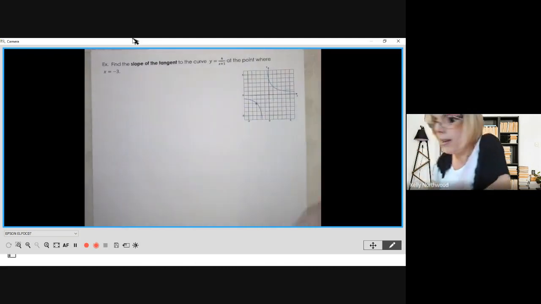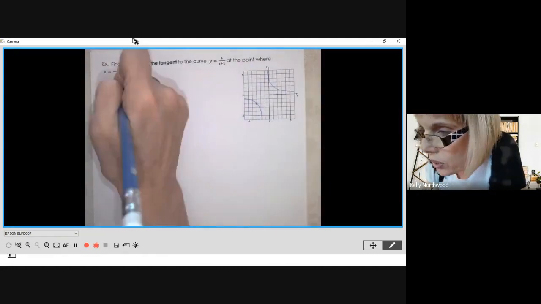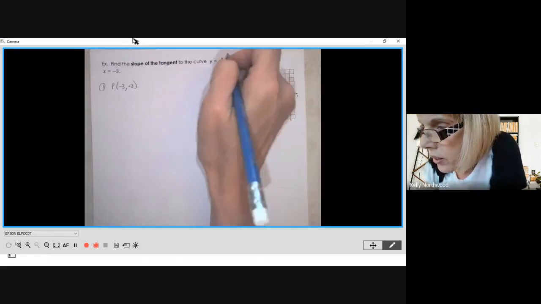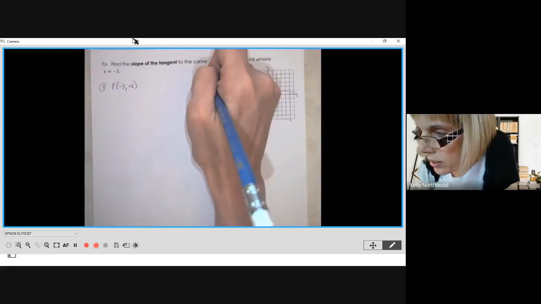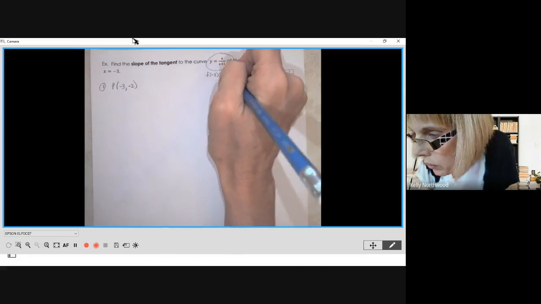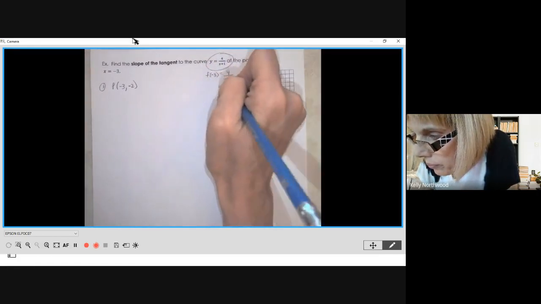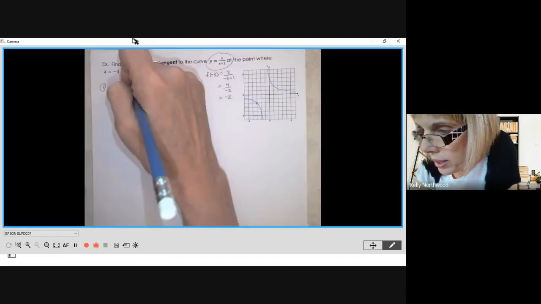All right, so let me look again here, -1, 2, 3. Looks like the y value is -2, but we can also check that using our defining equation. So f at -3 would be 4 over -3 plus 1, which is 4 over -2. Which is -2.